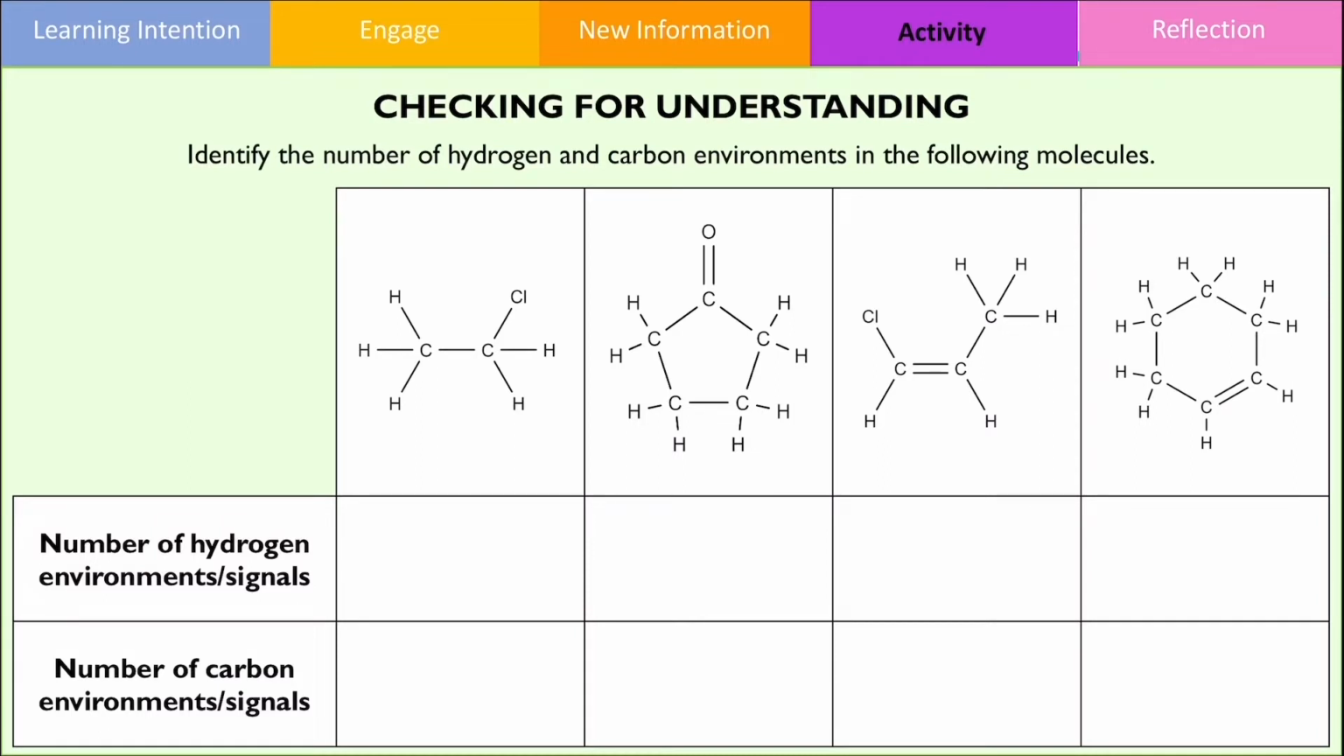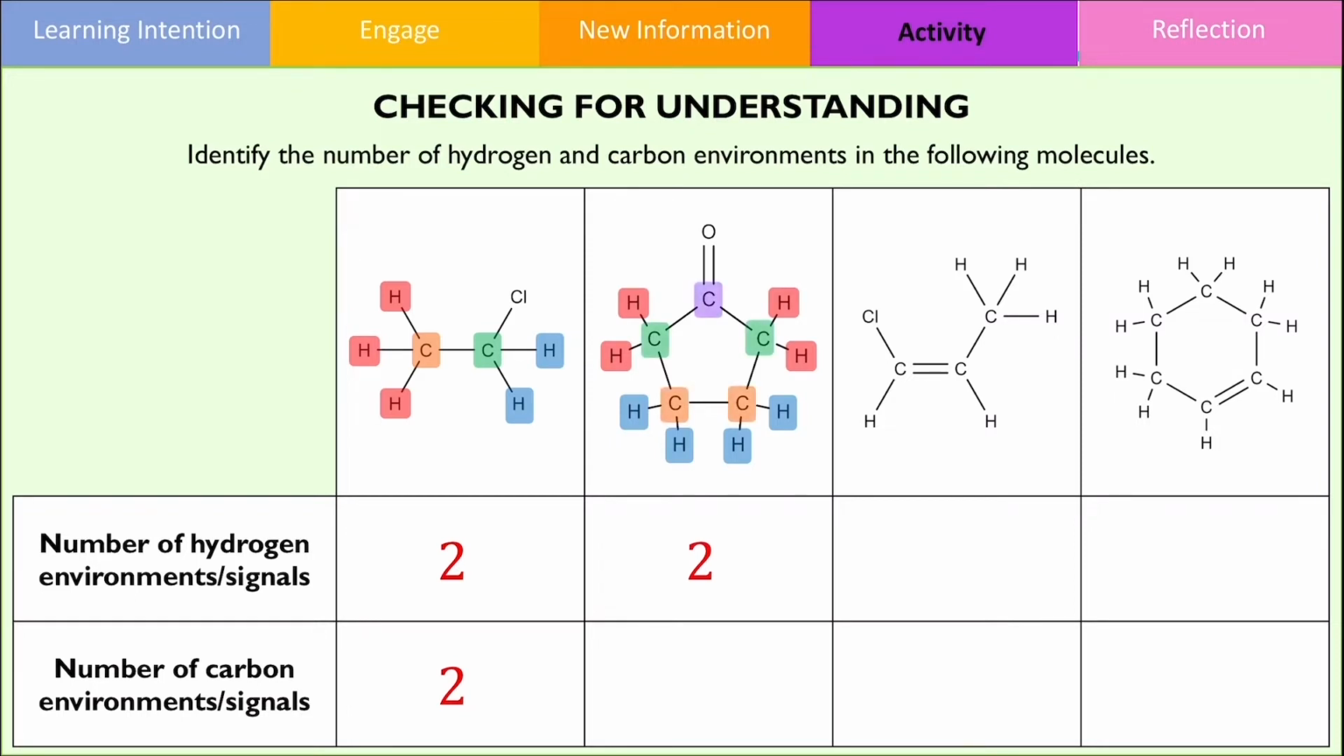The first molecule on the left is asymmetric, and we can see that there are 2 carbon and 2 hydrogen environments. In the second molecule, there is a plane of symmetry. Therefore, these hydrogens are equivalent to each other, and so are these hydrogens. Hence, there are 2 unique hydrogen environments. Similarly, these carbons are identical to each other, as well as these, and together with the carbon from the carbonyl group, there are 3 unique carbon environments.